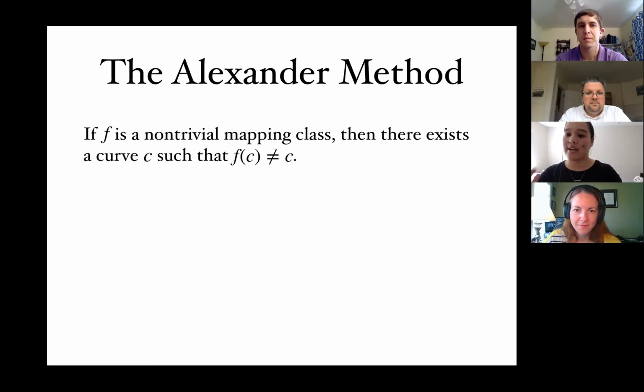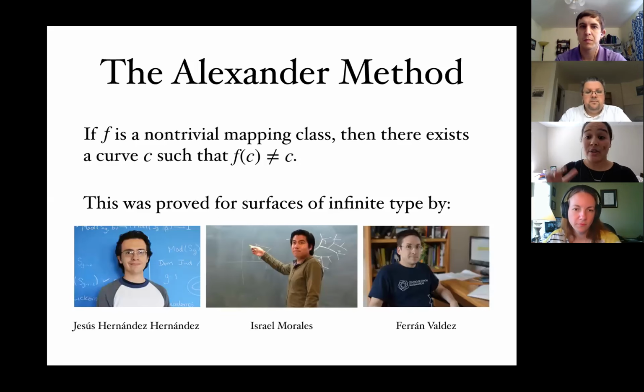So this is really great because it gives you, again, a very combinatorial way to check whether or not your mapping class is trivial. And so this is a very well-used tool in the finite type setting. It's used to show that the mapping class group has trivial center. It's used in the proof of the Dehn-Nielsen-Baer theorem, and it's used everywhere. We use it a lot. And so luckily, we actually have this in the infinite type case. This is a recent result of Jesus Hernandez, Israel Morales, and Fran Valdez from that paper that I showed some pictures from earlier. They extended this result to infinite type surfaces.